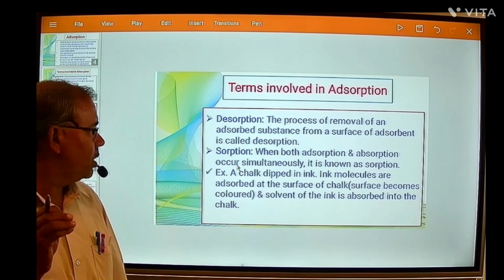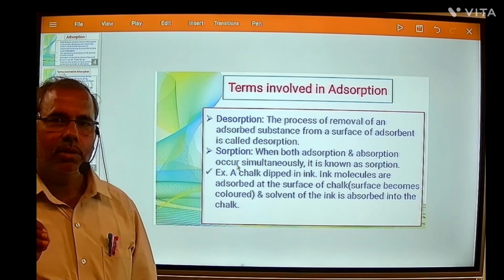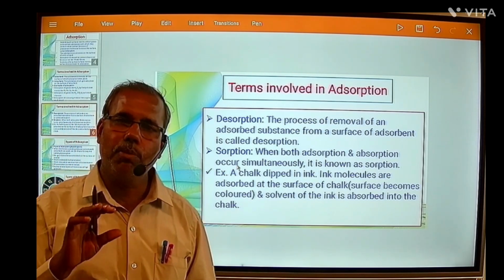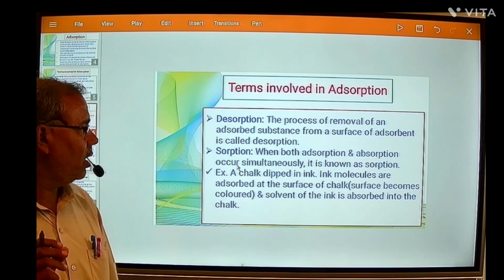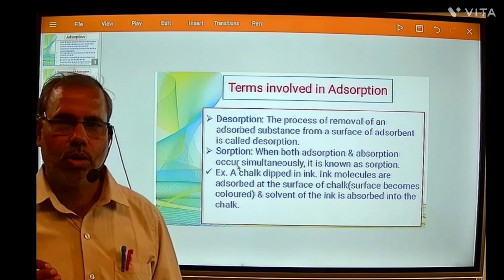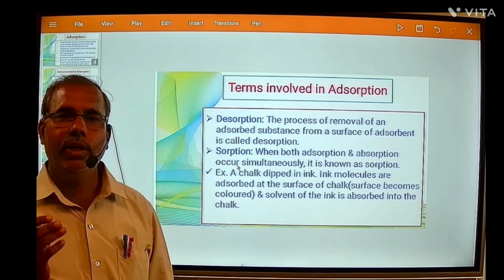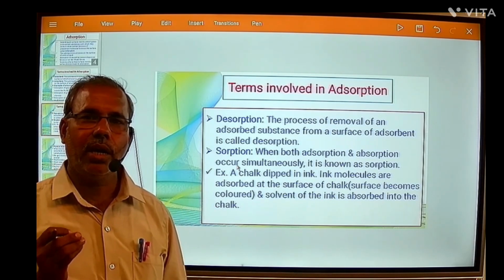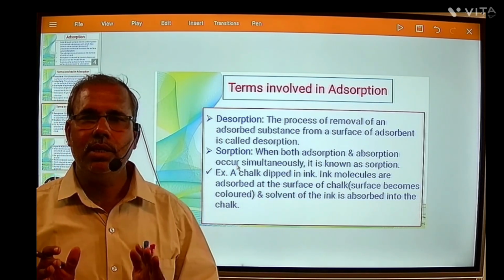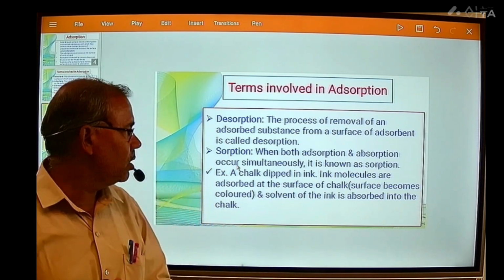Ink molecules are adsorbed at the surface of the chalk. The surface becomes colored, whatever the color of the ink is. We can see that color, and the solvent of the ink is absorbed into the bulk of the chalk, while the colored ink particles are adsorbed on the surface of the chalk. Here both adsorption as well as absorption processes take place, and this is known as sorption. This is an example of sorption.